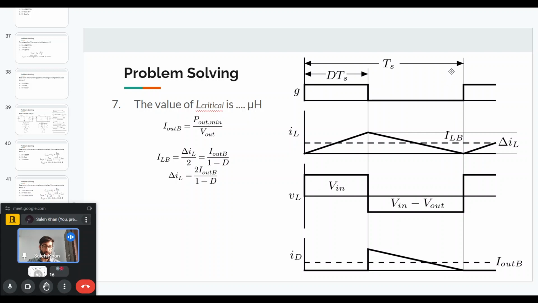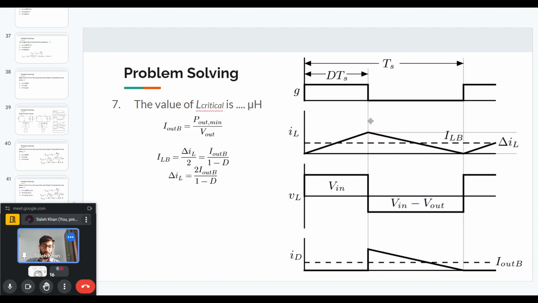As we saw in the buck converter case, as the output current reduces, we go closer and closer to DCM. So the condition where we are most likely to go into DCM is when the output current is the minimum. That is why we will take the minimum power to calculate the value of the critical inductance. So the boundary output current will be equal to minimum output power divided by the output voltage, which is 75. That will give us the boundary output current.